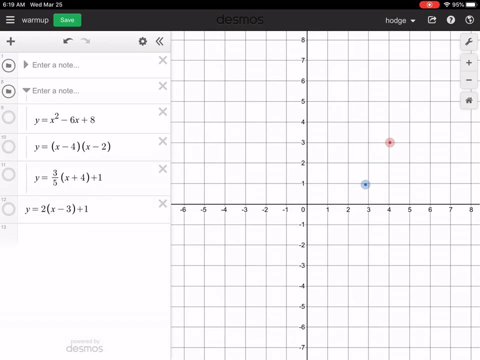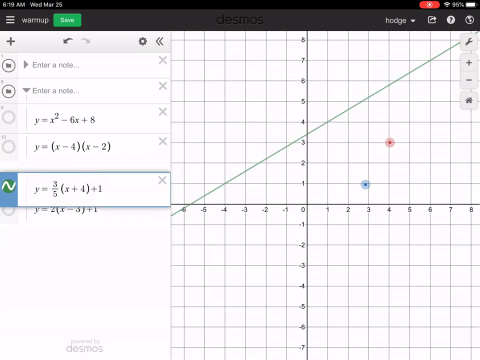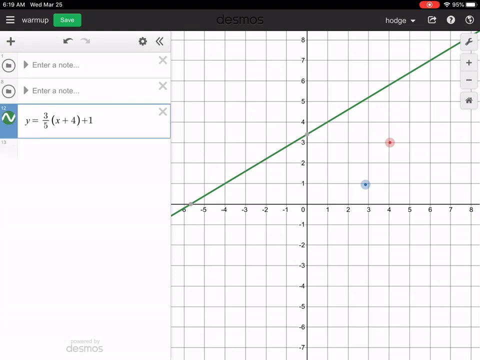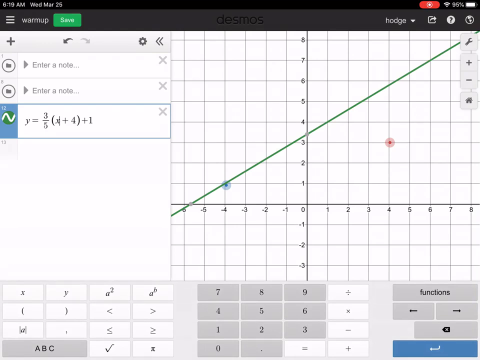Just as a quick second example here, the second example would be 3/5 (x + 4) + 1. If you notice, the point (-4, 1) is on the graph. It's sort of in the equation too. -4 would be a good value for x because it would make the parentheses 0, and then we'd be left with a 1 for y.